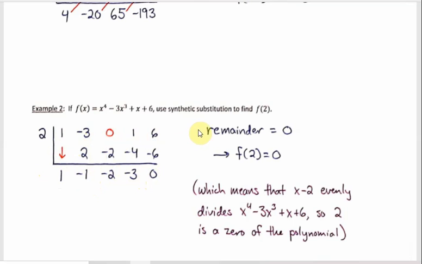So if the remainder is 0, that means that f of 2 is also 0. And that would mean that x minus 2 evenly divides that polynomial that we started with, x to the 4th minus 3x cubed plus x plus 6. So that means that 2 is a 0 of that polynomial, which we might need that sort of concept a little bit later when we're factoring big polynomials. This is one way to get started. So that's kind of why I wanted to throw this thing in here.